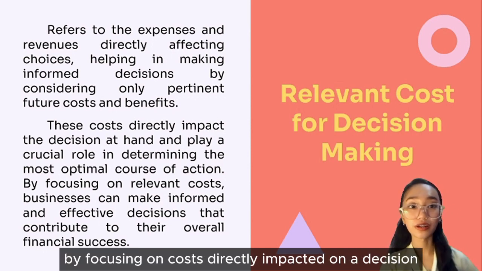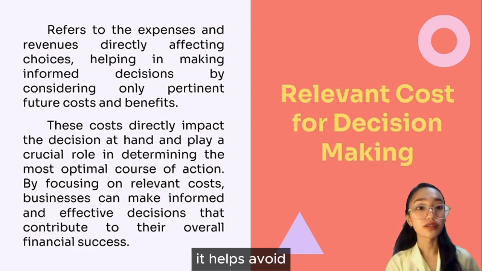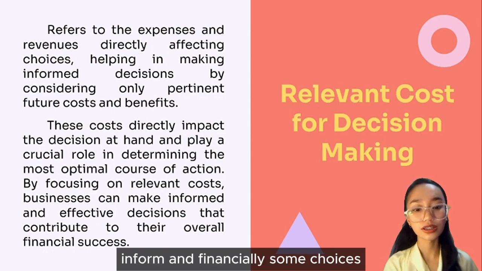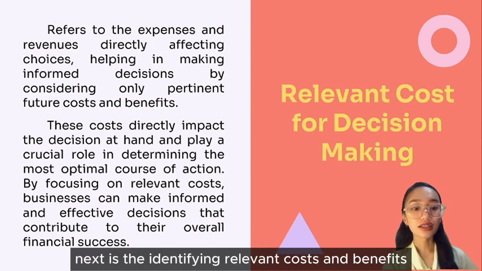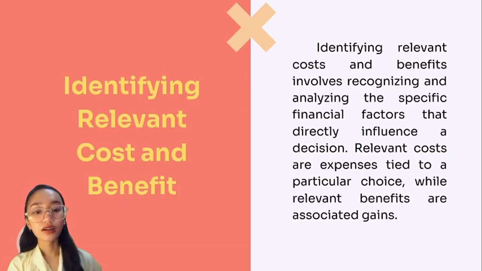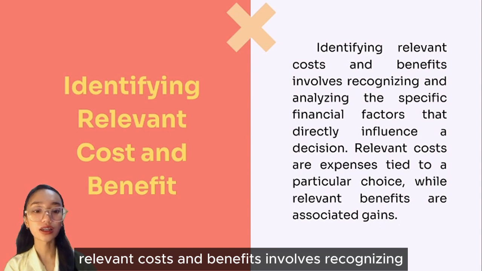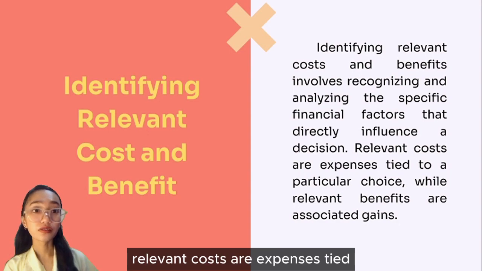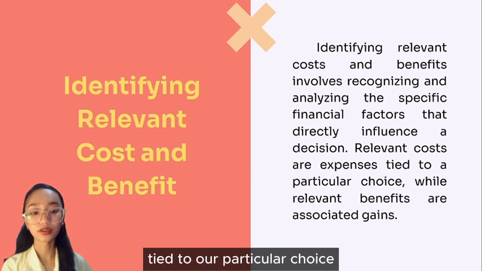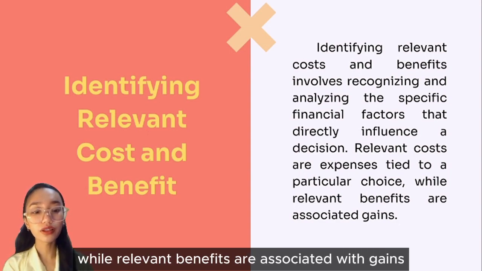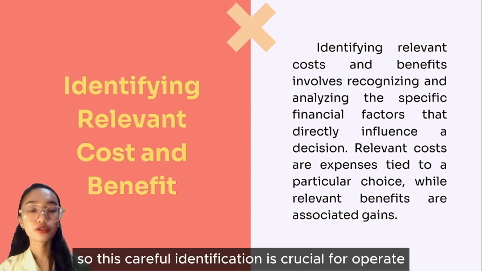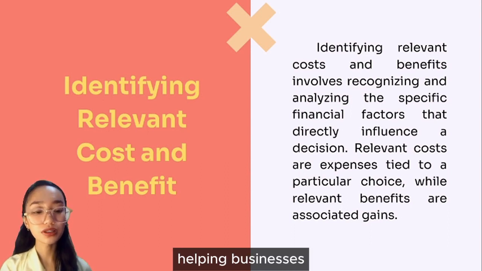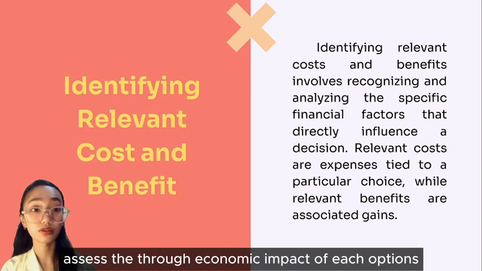So by focusing on costs directly impacted by a decision, it helps avoid unnecessary information, enabling businesses to make informed and financially sound choices that align with their objectives. Next is identifying relevant costs and benefits. Relevant costs and benefits involve recognizing and analyzing the specific financial factors that directly influence a decision. Relevant costs are expenses tied to a particular choice, while relevant benefits are associated with gains. So this careful identification is crucial for accurate decision making, helping businesses assess the true economic impact of each option.